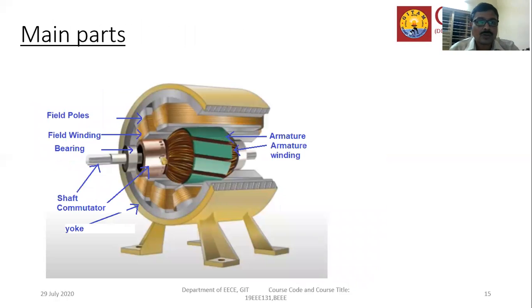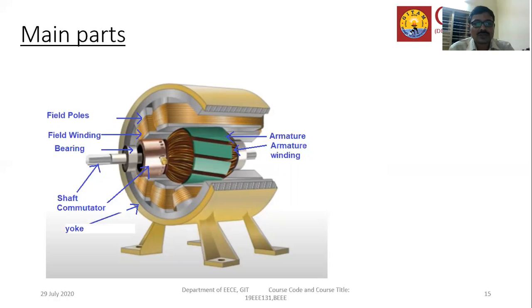Next, let us go and see the main parts of a DC machine. I told you in the beginning that a DC machine can be used as a DC generator as well as a DC motor. When you give electrical energy as input to a DC machine, it gives mechanical energy as output. Then it is called an electric motor. And if you give mechanical energy as input to the same machine, it will give you electrical energy as output. So let us see the main parts of the machine.